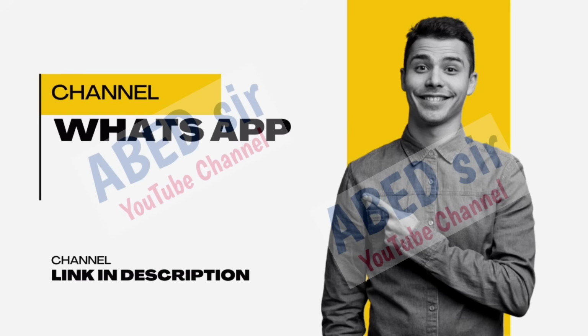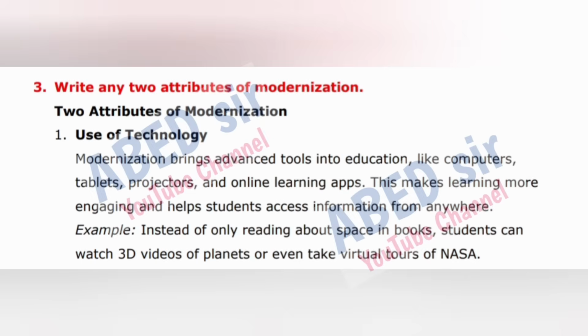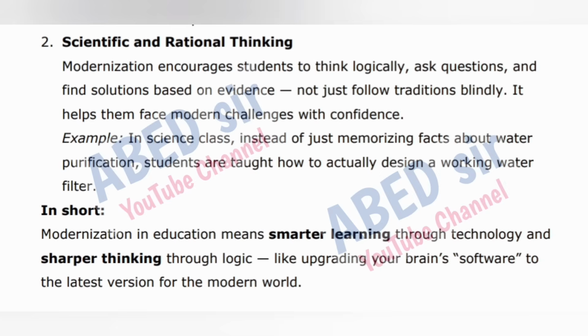Next important short question is: 3. Write any 2 attributes of modernization. 1. Use of technology. Modernization brings advanced tools into education, like computers, tablets, projectors, and online learning apps. This makes learning more engaging and helps students access information from anywhere. Example: instead of only reading about space in books, students can watch 3D videos of planets or even take virtual tours of NASA.